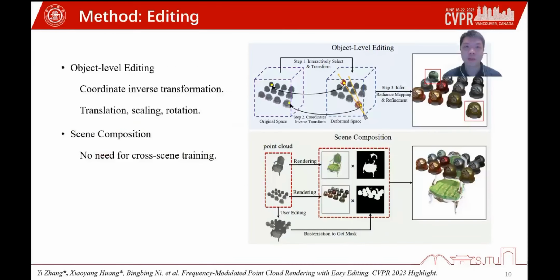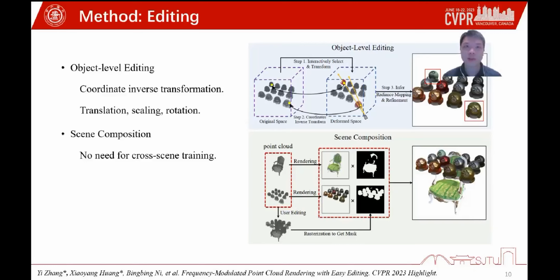Finally, we demonstrate how our method could be used in user editing. At the object level, when the user determines the transformation in an interactive interface, such as MeshLab, and renders the new scenes, we simply map the transformed coordinates back into the original space and infer the feature using the AFNet. This method could render realistic images for object-level editing, such as object translation, scaling, and rotation.